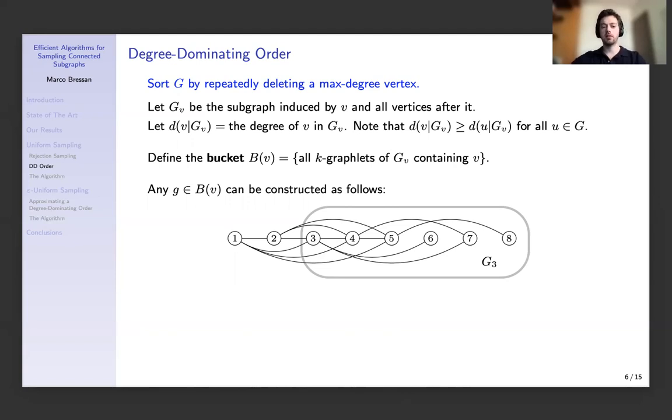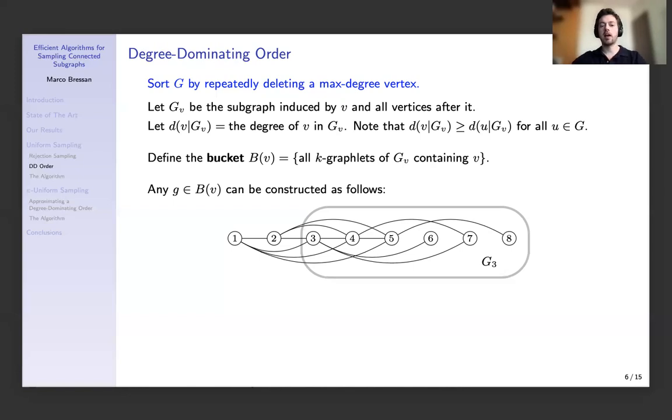Now define the bucket B_V of V as the set of all k-graphlets of the subgraph G_V that contain node V. So in this case, for example, it is the set of all k-graphlets that contain vertex 3 and contain only vertices in G_3. So every vertex in G will have its own bucket, and you can observe that the set of all k-graphlets of G is partitioned into these buckets. We are basically assigning to every graphlet a representant node, which is the smallest vertex in that graphlet. In this case, vertex 3.